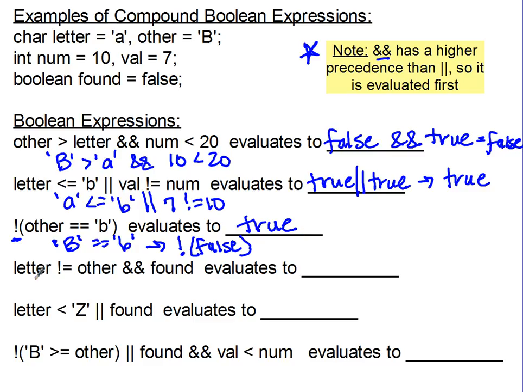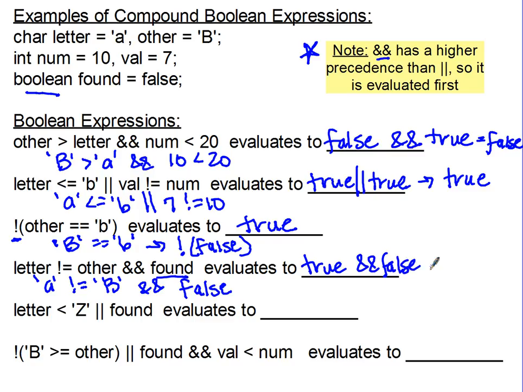Got three more here. A is not equal to B and found. So notice that found up here is just a Boolean variable. So I'm just saying is that and false. So A not equal to B would be true. True and false though. Remember they both have to be true, so the final result here is false.